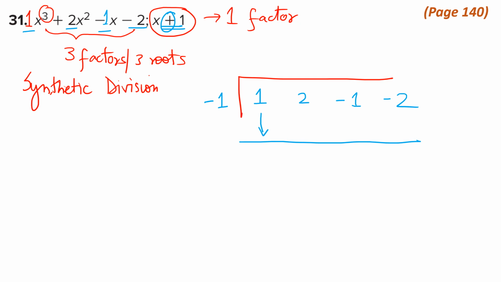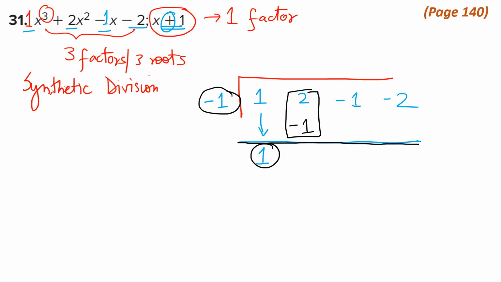Step 1, copy the same number. I copy it, and then whatever is the number below this line, all those numbers will be multiplied with the number outside. That's the pattern we need to follow. So 1 times minus 1 is minus 1. Then you add these two numbers. So plus 2 and minus 1, that will give you 1.